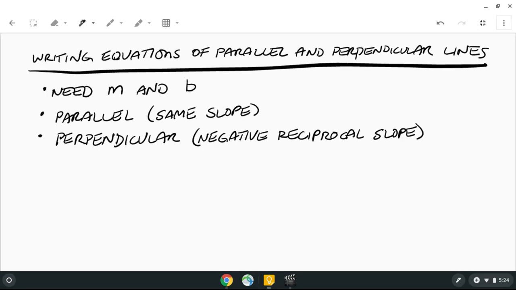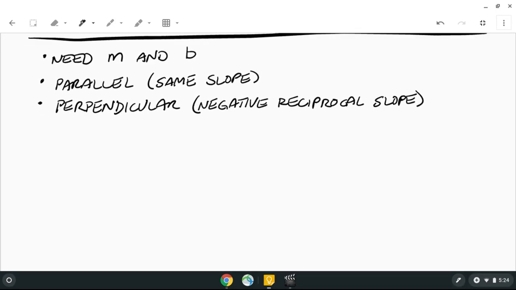Okay, so like if the line has a slope of 2/3, then the perpendicular line would have a slope of opposite sign, so negative, and flip the fraction, 3/2. Okay? All right, so let's take a look at an example here.